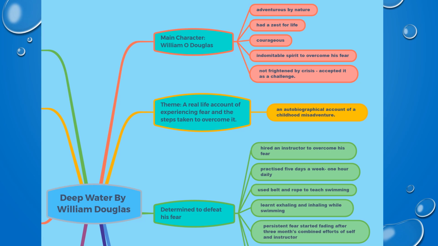So, another important aspect is the theme. What is the theme of the story? In this essay, William O. Douglas talks about his fear of water and how he finally overcomes it by his courage, determination, hard work, strong willpower, perseverance, and the desire to learn. He says if all these are practiced, we can definitely achieve success in all our endeavors.